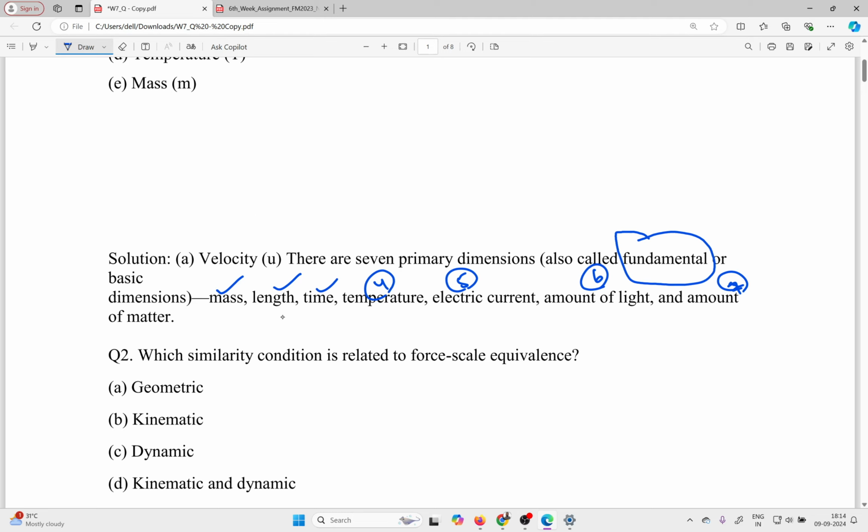Now moving ahead on the next question, which similarity condition is related to force scale equivalence? Question number 2. So which similarity condition is related to force scale equivalence? Geometric, kinematic, dynamic, and the kinematic and the dynamic, both. So please think on that and try to give your answer.